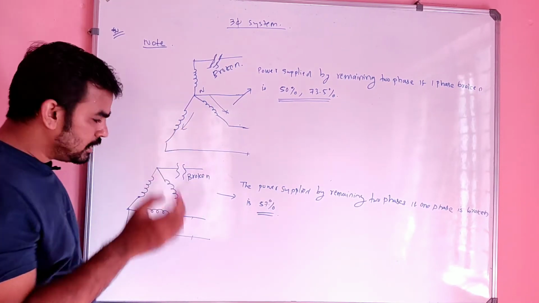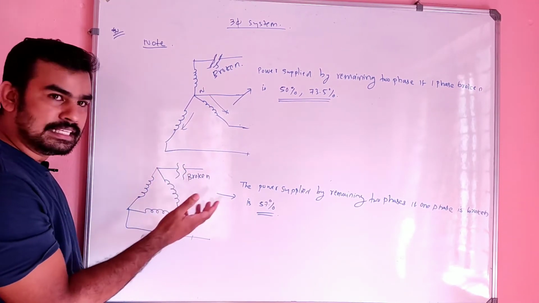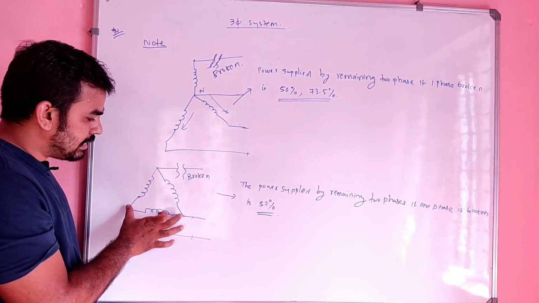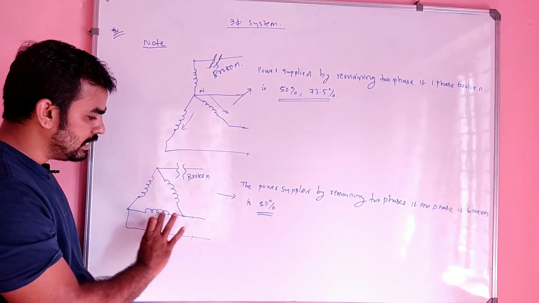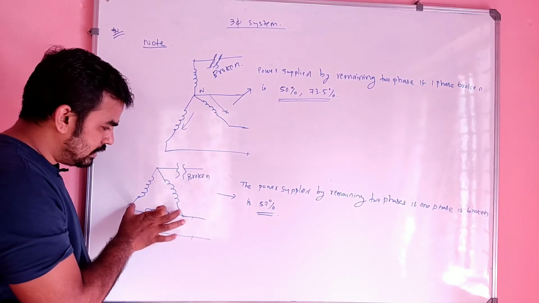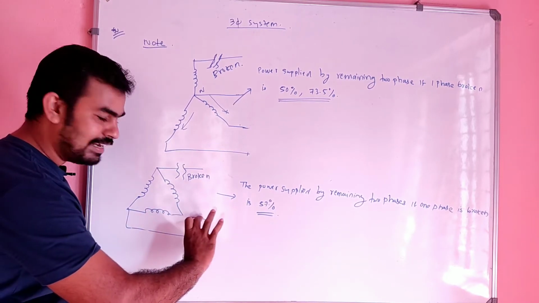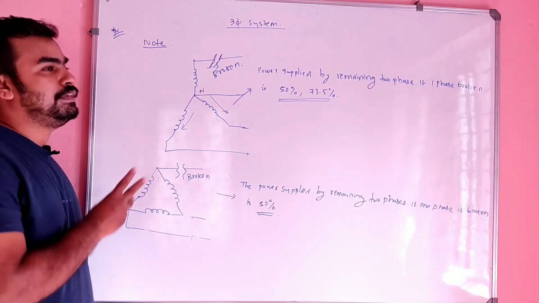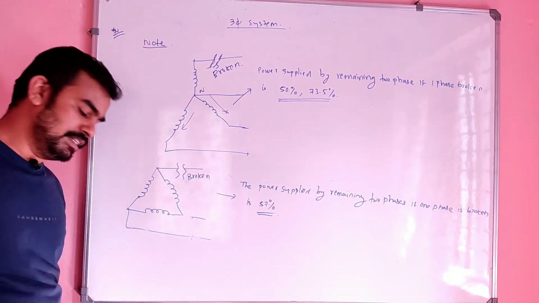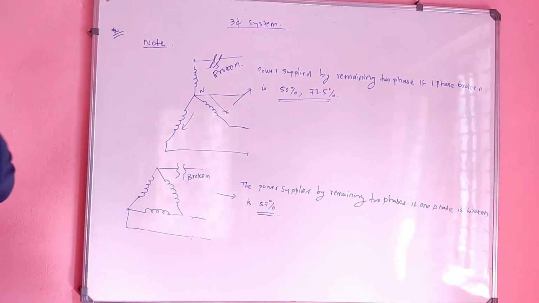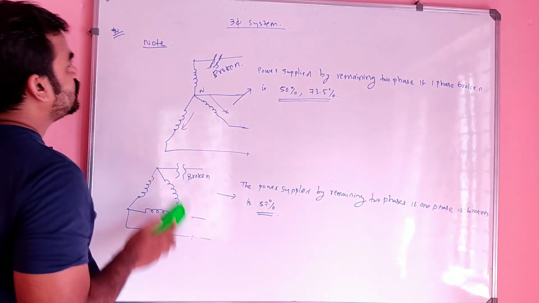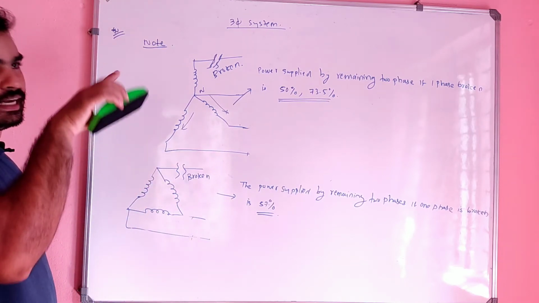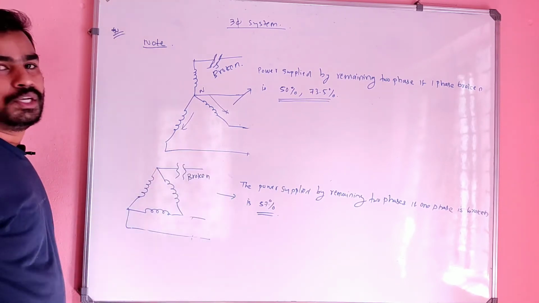Here it is only 1%, because if this line is broken, if this line is not there, then only this phase will be available here. That is why only 1% will be there. So 50, 73.5 and 57, you have to remember these three terms. Clear? It is a note actually, so you should take it as a note.